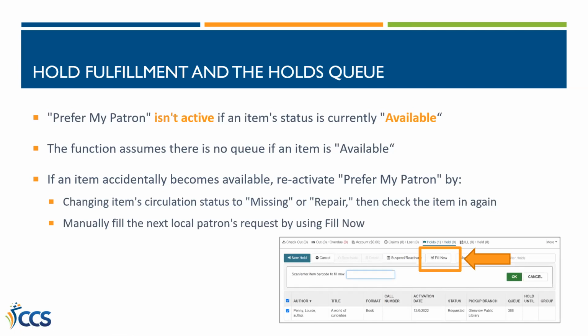So once the item is scanned in, it's going to trap for this specific patron and this specific hold. The item will become ready for pickup and the patron will receive their hold notice. And then the item is now back in circulation. You've basically manually reinstituted Prefer My Patron. So we have full instructions on our website on how to use Fill Now. I've also linked to it in the agenda.